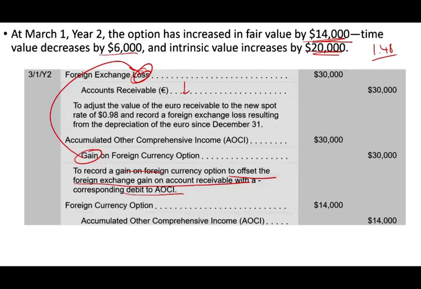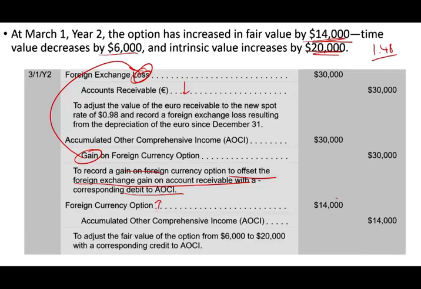Foreign currency option. We're going to increase the asset by 14,000. Why do we increase the asset by 14,000? It was 6,000. Now we add 14,000, which equals 20,000. Why did it go up? Because the foreign currency went down. As the foreign currency went down, our option is worth more because we are protected at $1.50 and it's $1.48. So now the foreign currency option is 20,000. Therefore, we debit foreign currency option, we credit other accumulated comprehensive income. We're not done yet. We have many more entries to go through.